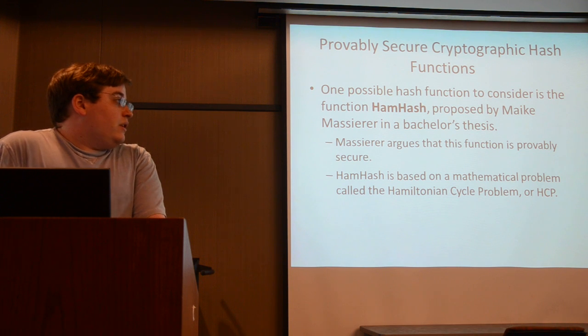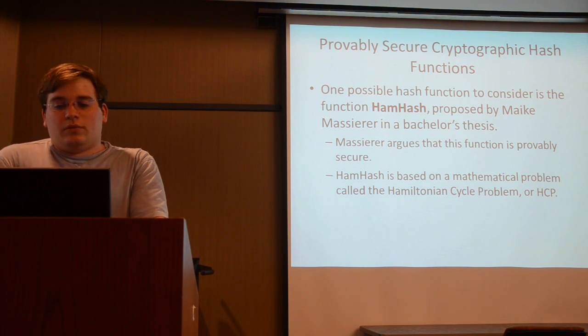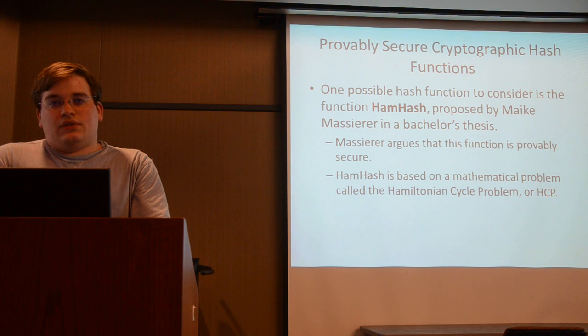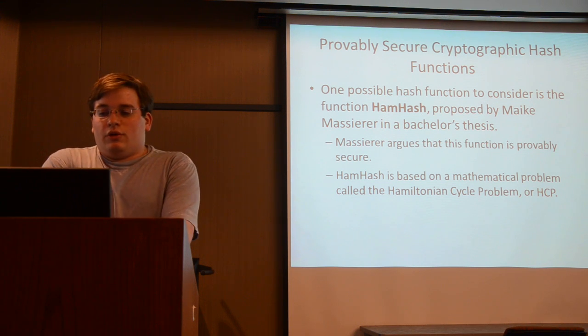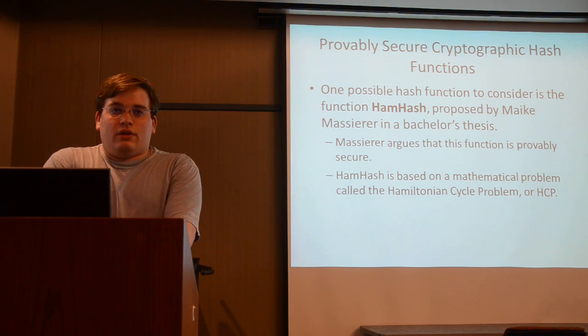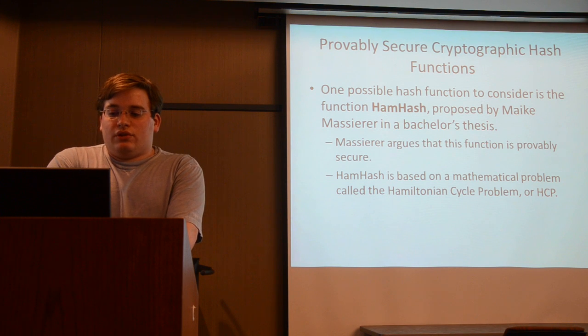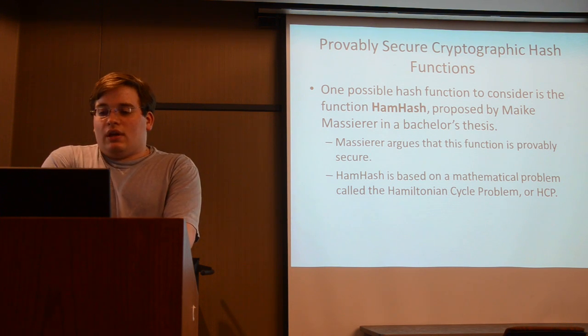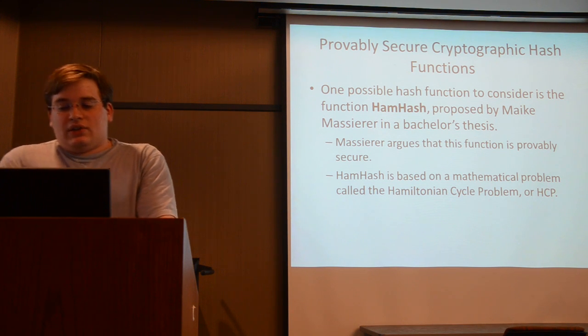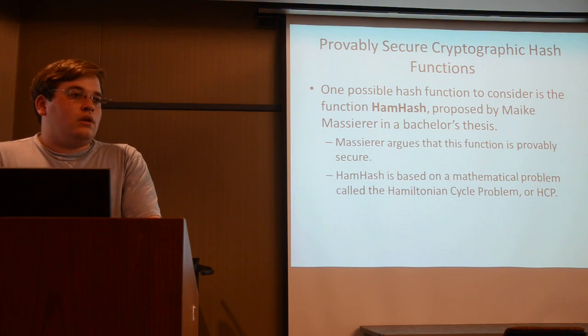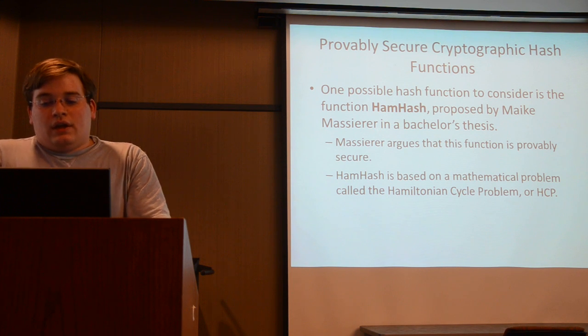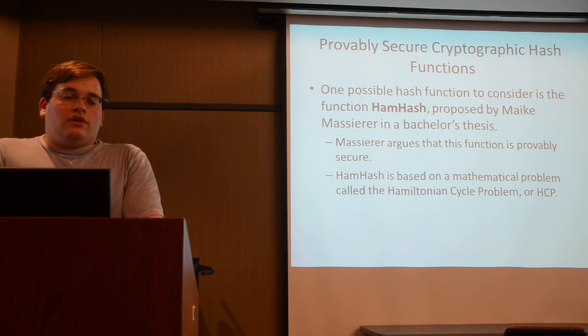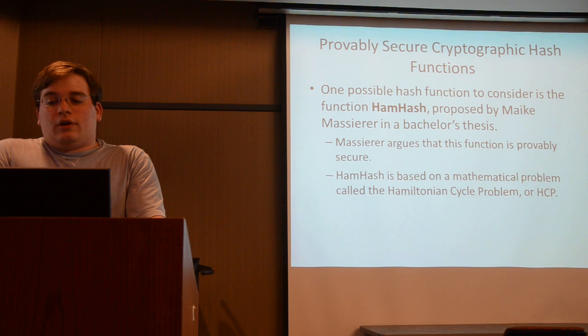So one hash function that we could consider as a possible provably secure hash function is HamHash, which was proposed by Maike Matsuure, who is a German bachelor student, or who was at the time she wrote this, in her bachelor's thesis. She designed this function based on the Hamiltonian cycle problem, a problem in graph theory. And she argues in her thesis that this function is provably secure.